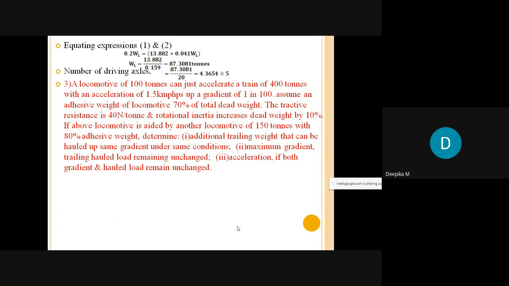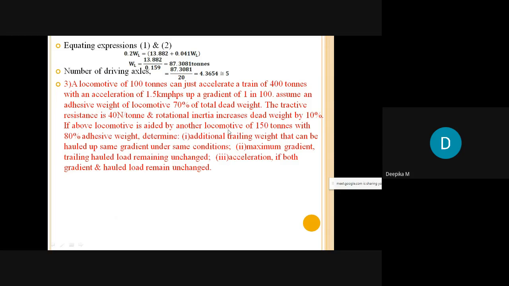So please understand the problem here. We have one locomotive weighing 100 tons, which is accelerating a train of 400 tons with an acceleration of 1.5 kilometer per hour per second. That is the data they have given. That means we have one locomotive and one train. The locomotive is drawing the train weighing 400 ton, and the locomotive weight is 100 ton. Here you can also note the acceleration and gradient.